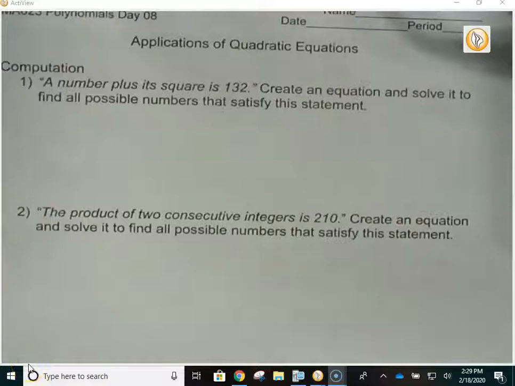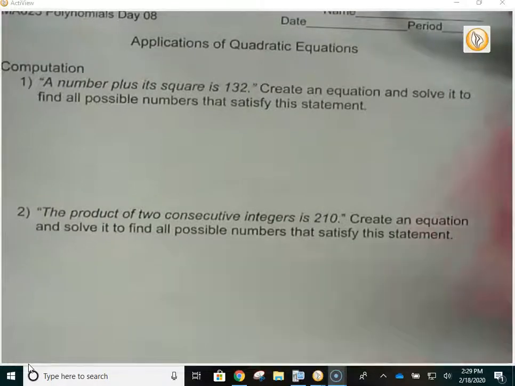Well, hi there, folks. This is the second part of our lesson today. The first part was solving by graphing. Second part is the applications of quadratic equations. So basically what I'm going to do is we're going to go through these word problems and I'm going to set them up for you and then you're going to solve them.